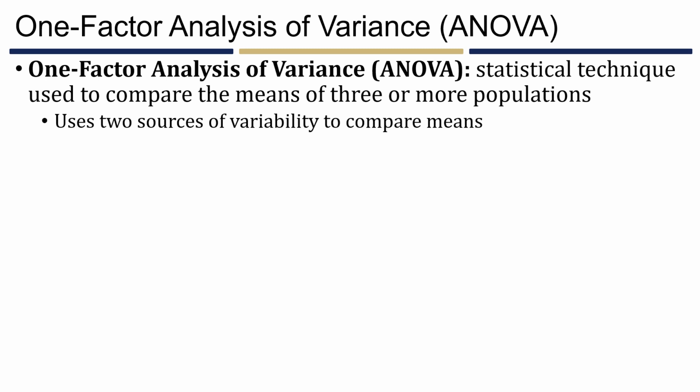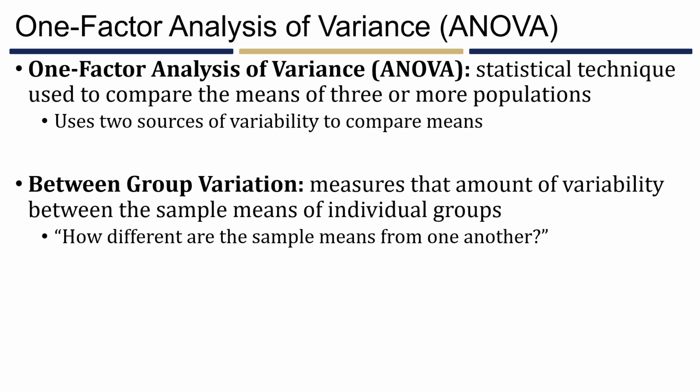ANOVA is a statistical technique that's used to compare the means of 3 or more populations. ANOVA actually uses 2 different sources of variability in order to compare the means. First, we have between group variation. Between group variation measures the amount of variability that exists between the sample means of the individual groups. So between group variation basically looks to answer the question, how different are the sample means from one another? In this case, how different is the computer science mean from the econ mean, and how different are those means compared to the history mean?